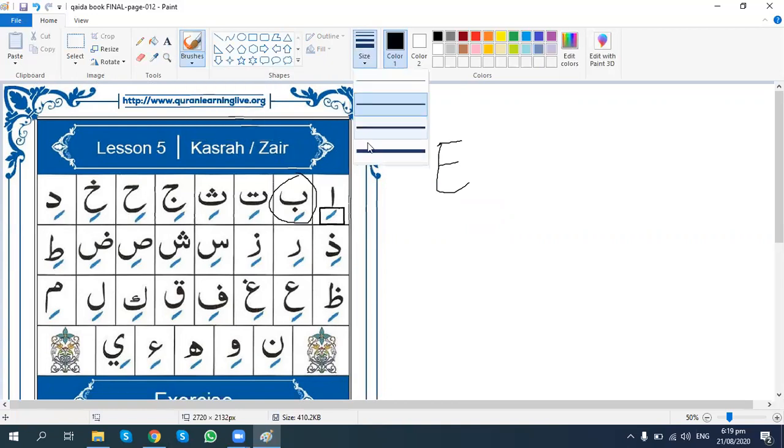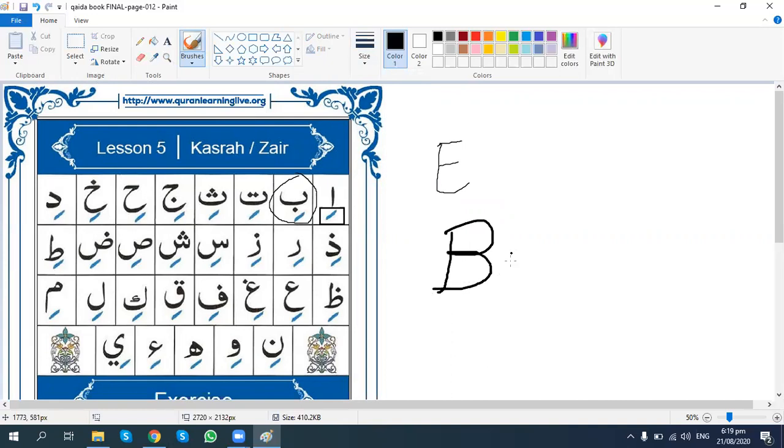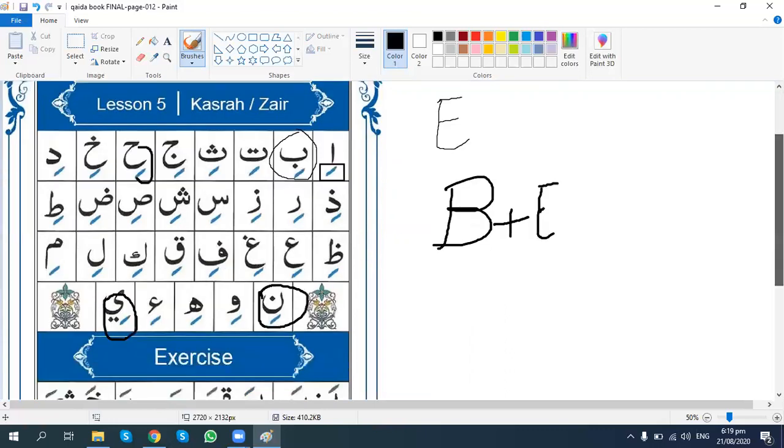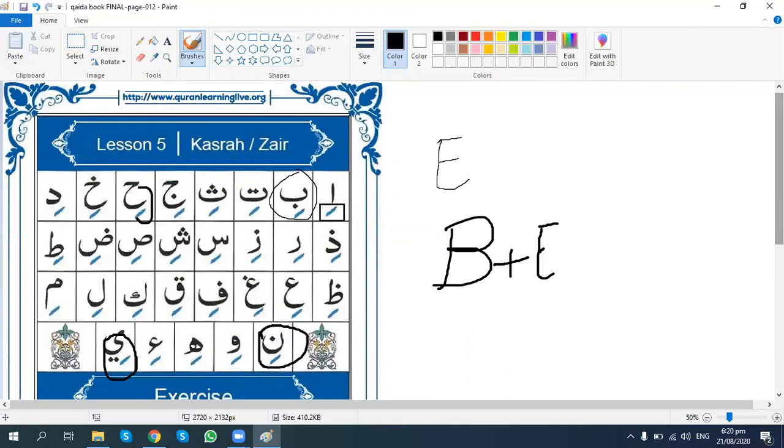So he will recite like: the sound of ba is ba, and there is a kasra and the sound of kasra is e. Ba, e, bi. Ta, e, ti. Jim, e, ji. Nun, e, ni. Ha, e, hi. Got it? What is the sound now of ya? Ya is j, e, ji. Okay.